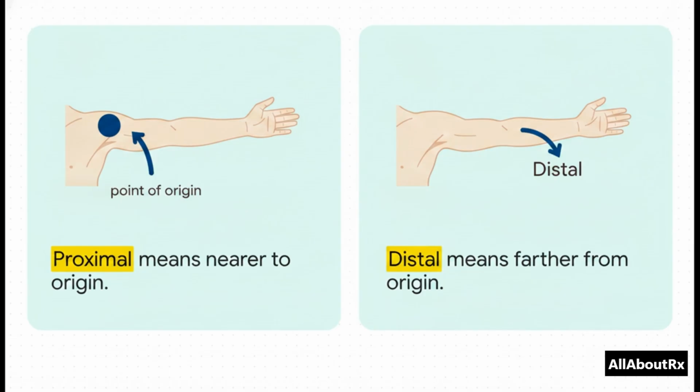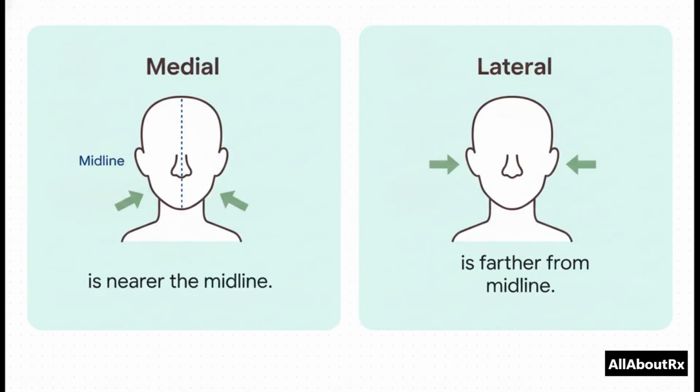Next, we have terms that are especially handy for our limbs. Proximal means nearer to the point of origin or attachment. So if we look at your arm, your shoulder is the origin point, making your upper arm proximal. Conversely, distal means farther away from that point of origin. Your distal phalanges are way out there at the very tips of your fingers, as far from the shoulder as they can possibly be.